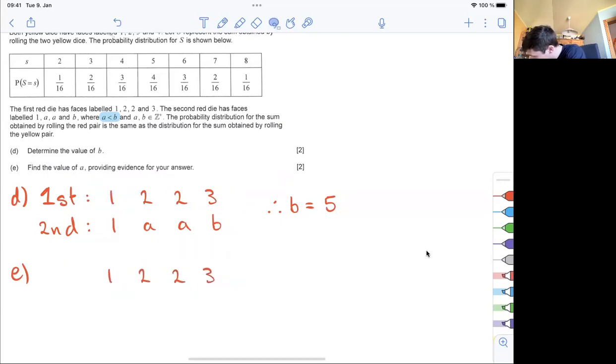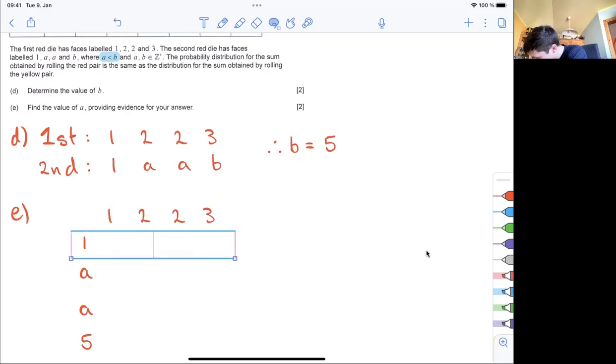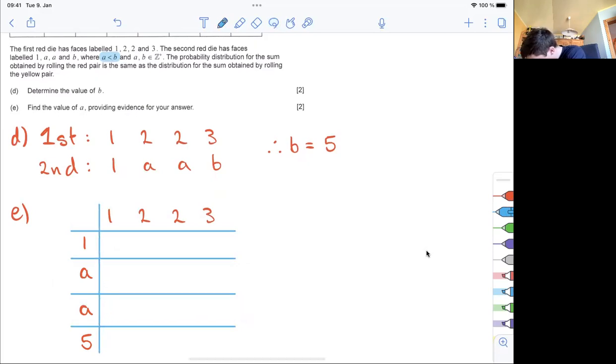1, 2, 2, and 3, and then on the vertical, in the columns, I suppose, we'll put the second dice. So we'll go 1, A, and B. And now, in fact, we know what B is. B is 5, so let's lob that in. 5, all right. And so now if we create this table, we'll go like this. There, okay, cool. And now let's add in our vertical lines.